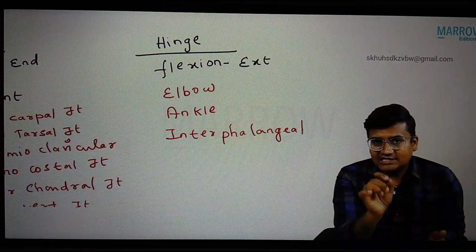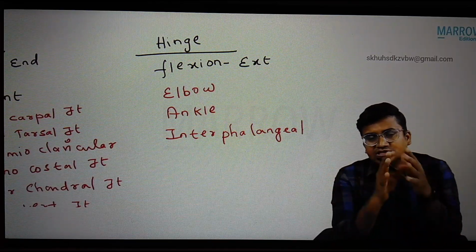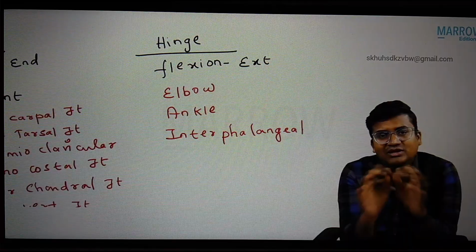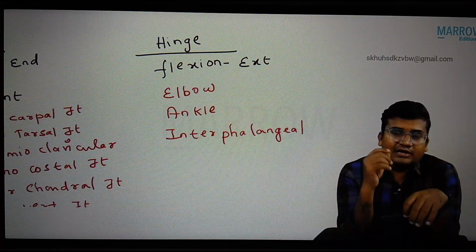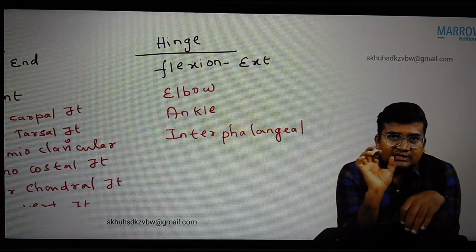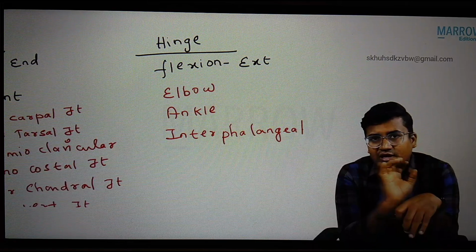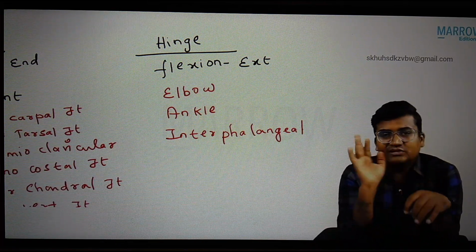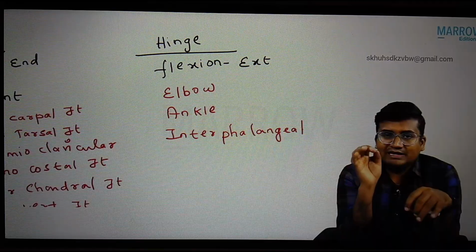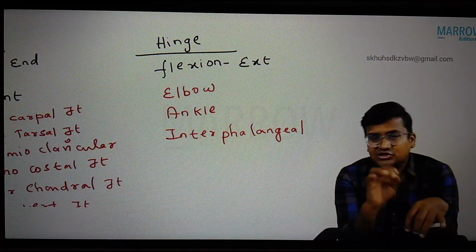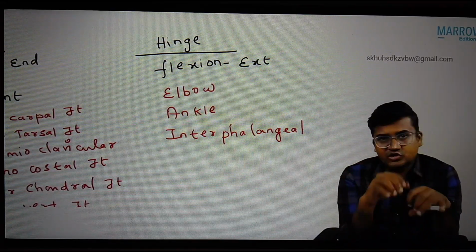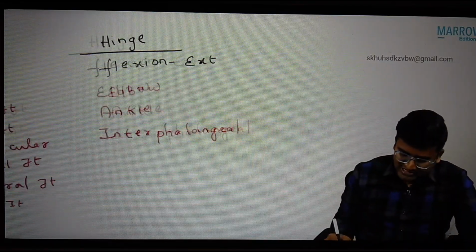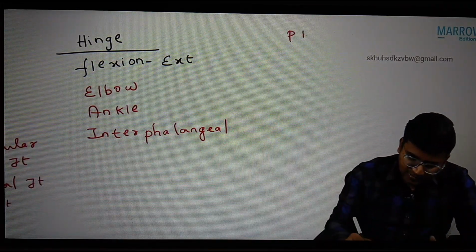Please remember, knee joint is not a hinge joint. See, hinge joint means only flexion and extension will occur. But in the knee joint, apart from flexion and extension, the locking and unlocking of the knee joint will occur, that is, internal rotation and external rotation. That is why the knee joint is not a hinge joint, it is a modified hinge joint. Okay? Right. Now next, pivot joint.